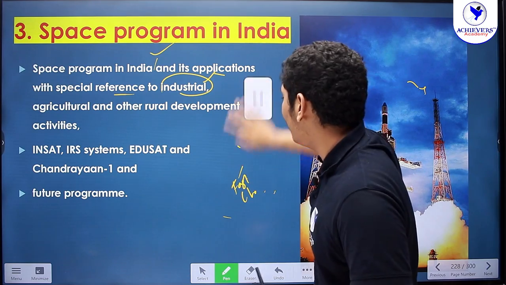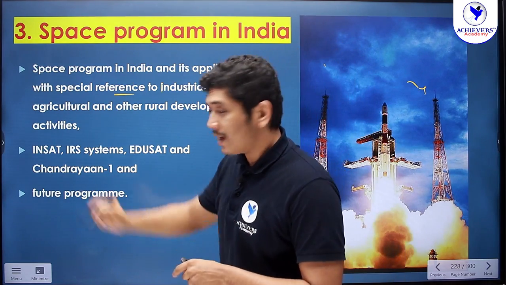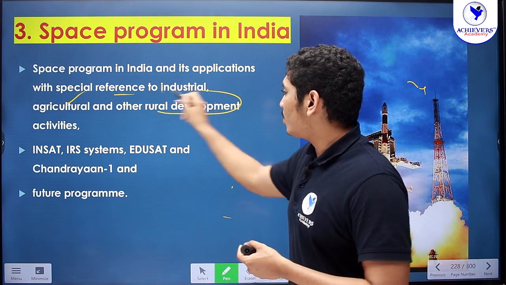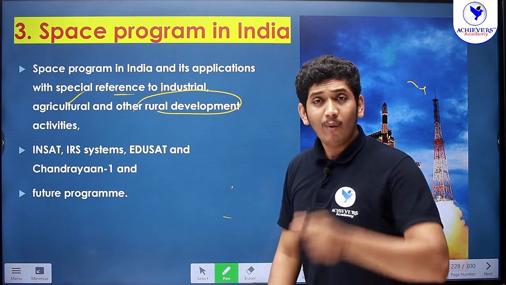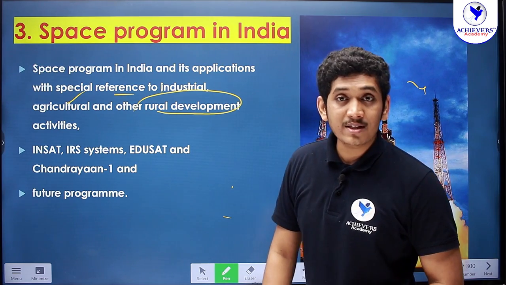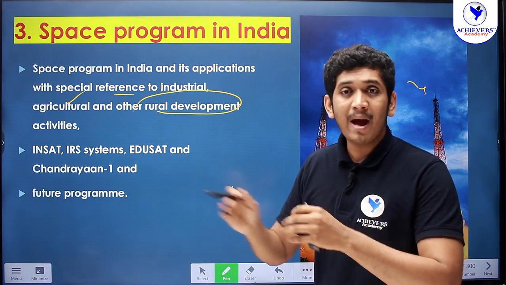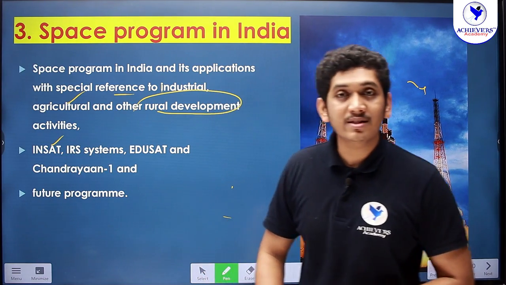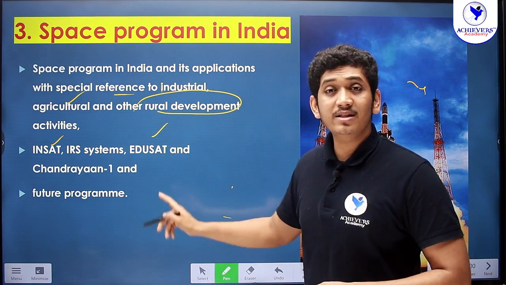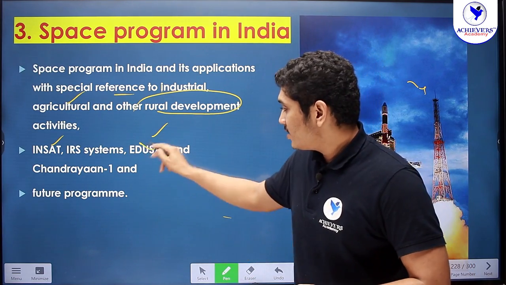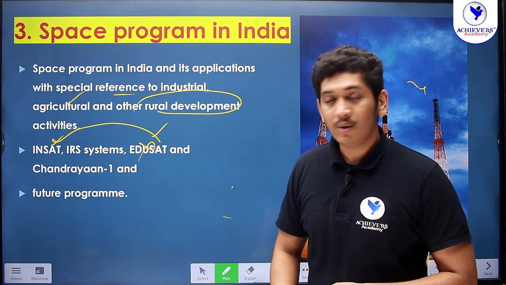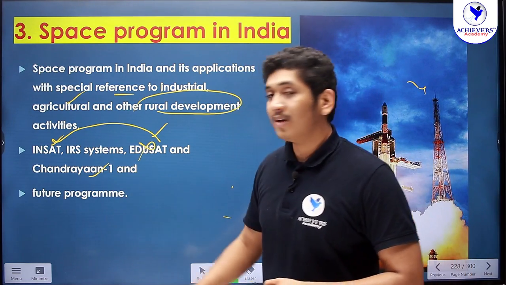And how ISRO and its satellite system help agriculture. How ISRO's satellite system helps in rural development activities. What are the various satellite communication and resource mapping systems of ISRO, like the INSAT series, which is a communication satellite, and the EDUSAT series, which is for the purpose of education, which was later decommissioned and the load was sent to the INSAT series.